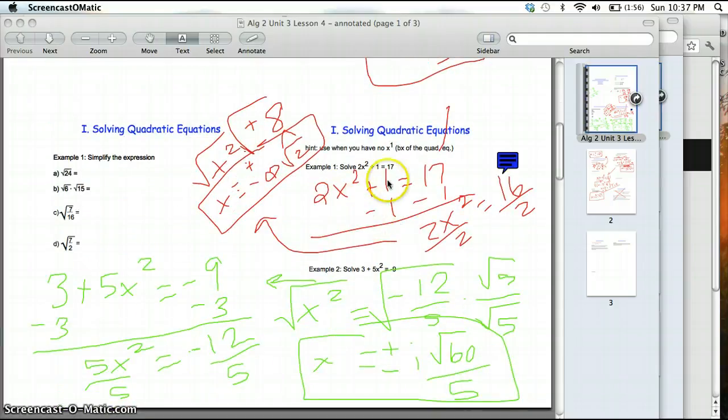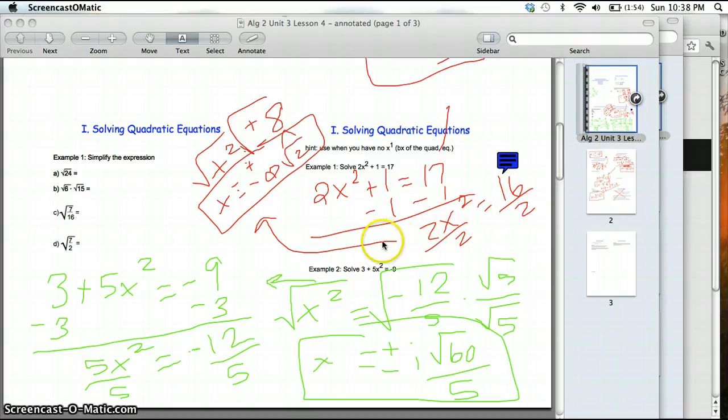So let's jump into an example here. Our example 1 says solving quadratic equations. Now our equation, if you can see it's kind of small, says 2x squared plus 1 equals 17. So here I set it up. I said 2x squared plus 1 equals 17. I subtract 1 from both sides, and then I get 2x squared equals 16. Then I divide by 2 to get x by itself.